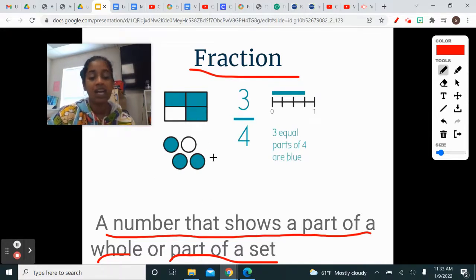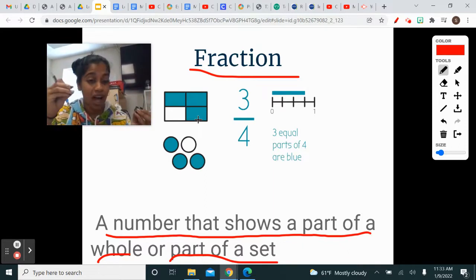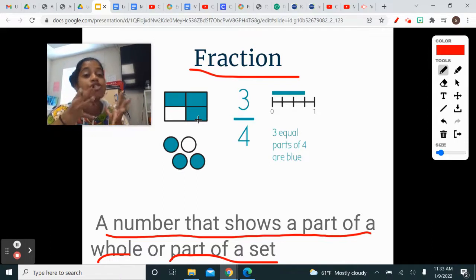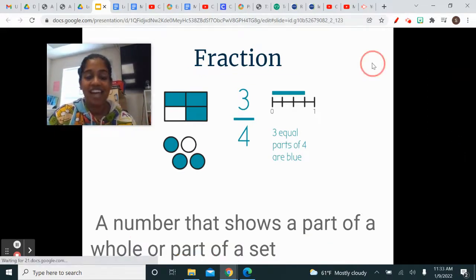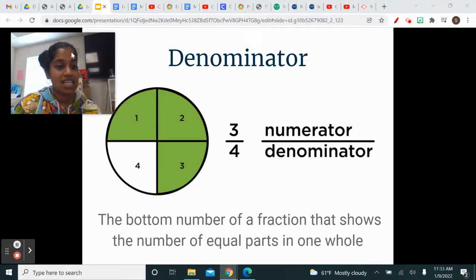The other important thing to remember about fractions is that each of our pieces, each of our portions, has to be the same size. If it's a different size, then it can't be a fraction. Or if it's a measurement, it has to measure the same amount, right? That's really important about fractions. All right, now let's do a quick review of what a denominator is.